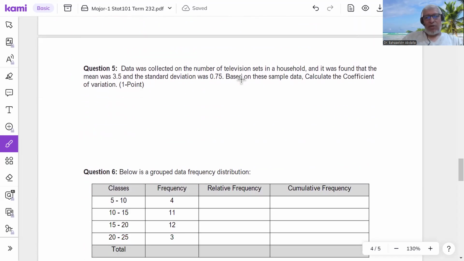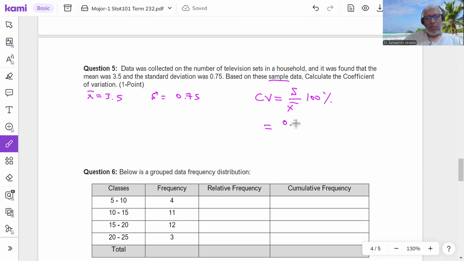Data was collected on the number of television sets in a household, and it was found that the mean was 3.5 for a sample. Okay, so X bar is 3.5, standard deviation, that's S, 0.75. Calculate the coefficient of variation. Well, CV by definition is S over X bar times 100%.